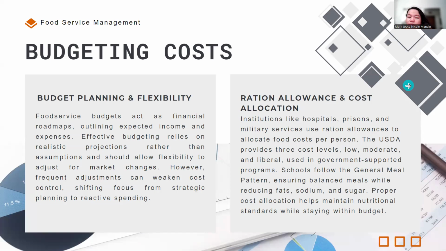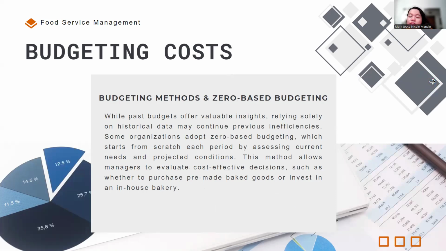So for budgeting costs, budgeted planning and flexibility. Food service budgets serve as operational guides outlining expected income and expenses. Next is the ration allowance and cost allocation. Some institutions use ration allowances to allocate food costs per person. For budgeting methods, zero-based budgeting starts fresh each period by projecting future conditions, allowing managers to evaluate cost-effective decisions.